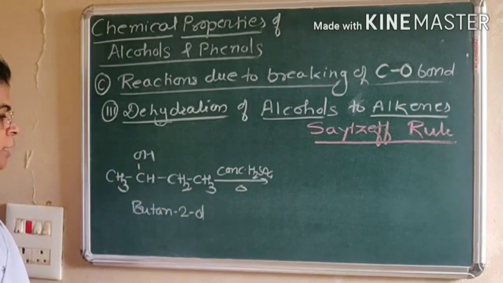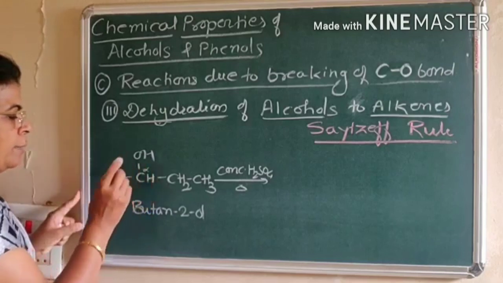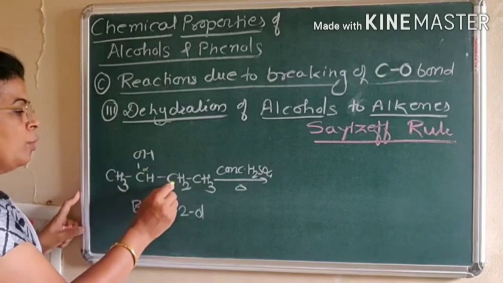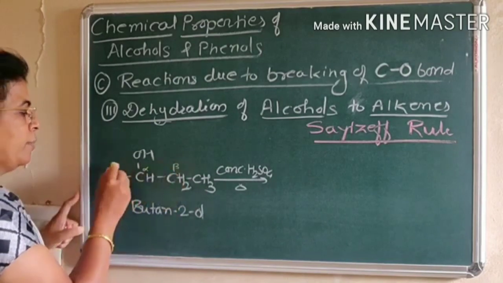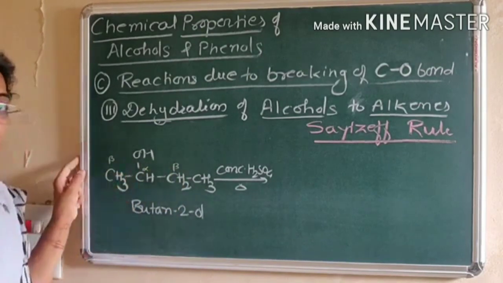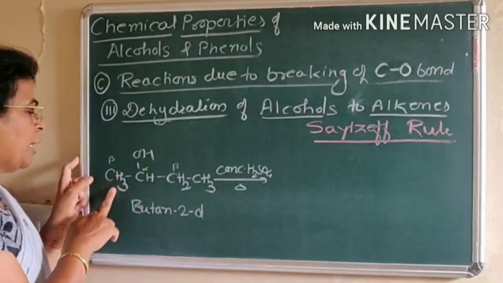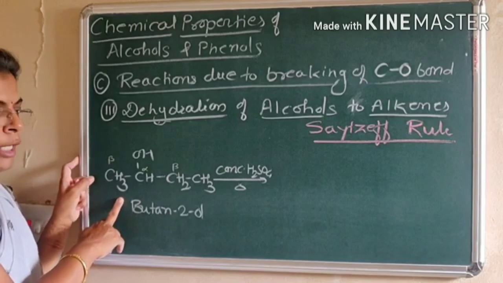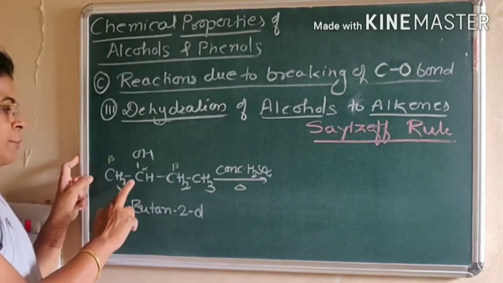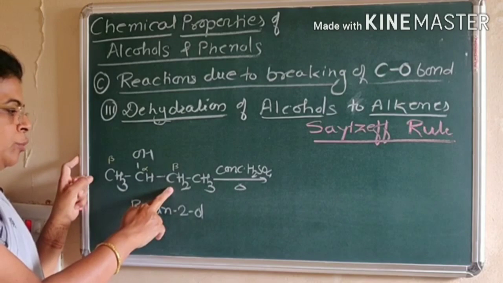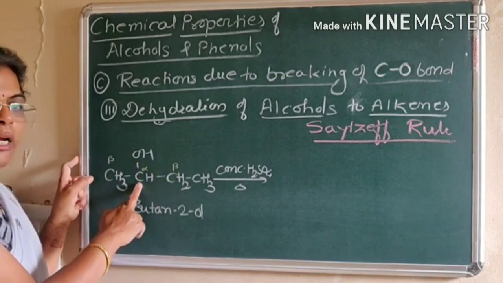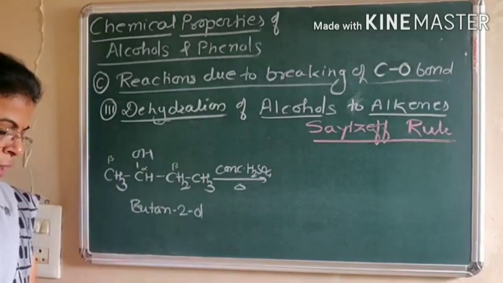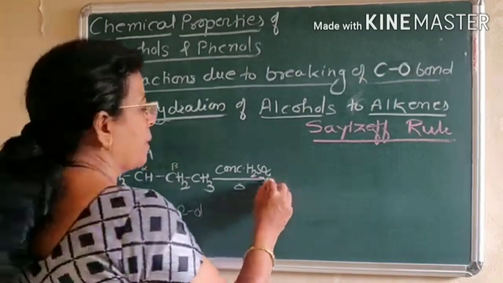Now here, this carbon atom is alpha carbon atom, and this alpha carbon atom is bonded to two beta carbon atoms. Then here there is possibility of two products. If this hydrogen atom is removed with this OH group, then here formation of but-1-ene takes place. And if this hydrogen atom is removed with this OH group, then we will get but-2-ene. That is, possibility of two products are there, like this.